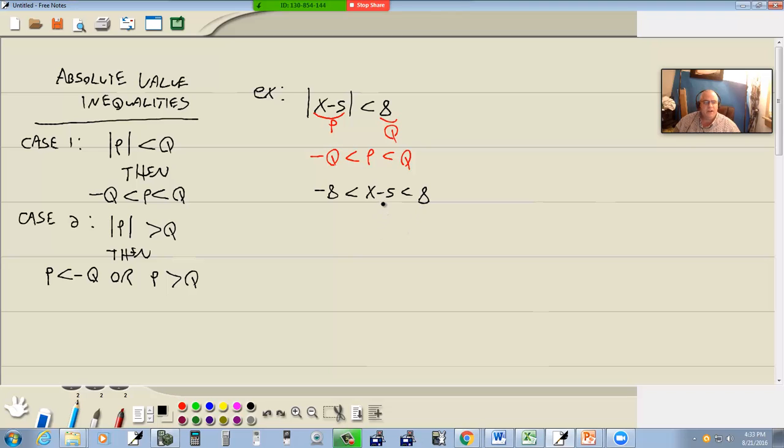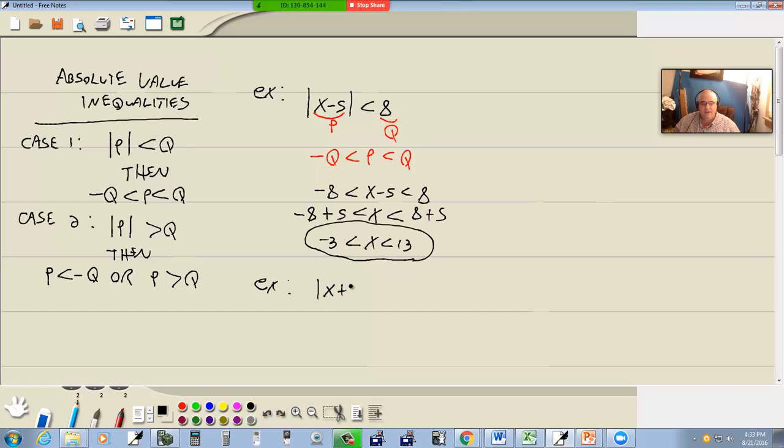Now we want to solve for x. So I'm going to take that negative 5 over to the other two sides. So I got negative 8 plus 5 is less than x is less than 8 plus 5, which gives us negative 3 is less than x is less than 13. And that would be our answer.